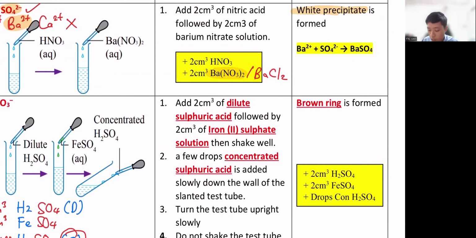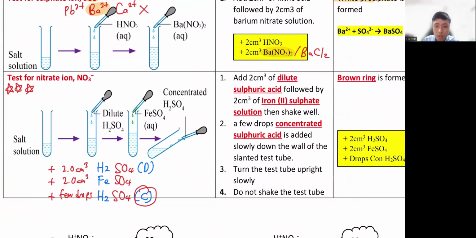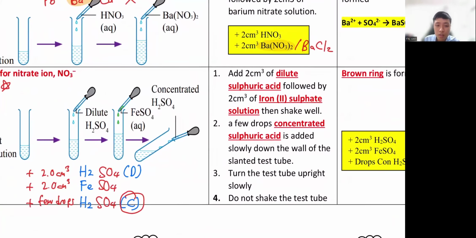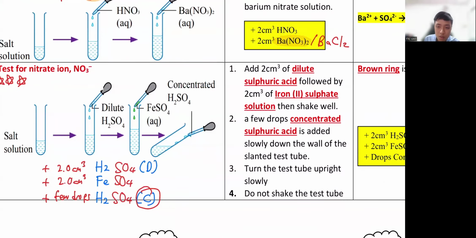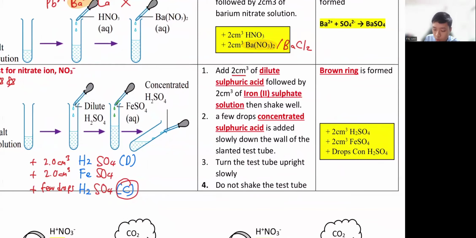This is the shortcut, and at the right you also have a shortcut for this part. So any problem? Now I explain a bit. The steps are always asked in the exam. First of all, you add 2 cm cube of dilute sulfuric acid, followed by 2 cm cube of iron(II) sulfate solution. Then you shake well. After that, a few drops of concentrated sulfuric acid are added slowly down the wall of a slanted test tube.